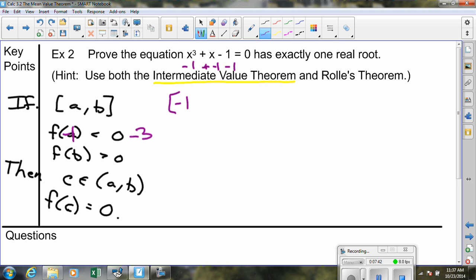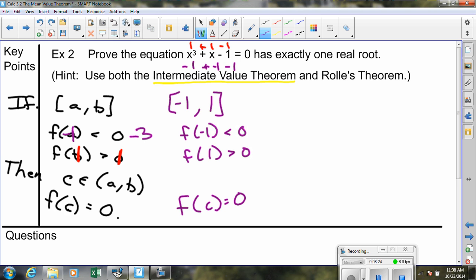And if we tried +1, 1 plus 1 subtract 1 is +1. So if we plug in 1, we'd get a height of 1, which is greater than 0. So we have identified this is a function that is continuous from -1 to 1, and one side is less than 0, the other side is greater than 0. So by the intermediate value theorem, there has to be a number somewhere between -1 and +1 that's going to give us a 0. That's what this stuff in purple is.